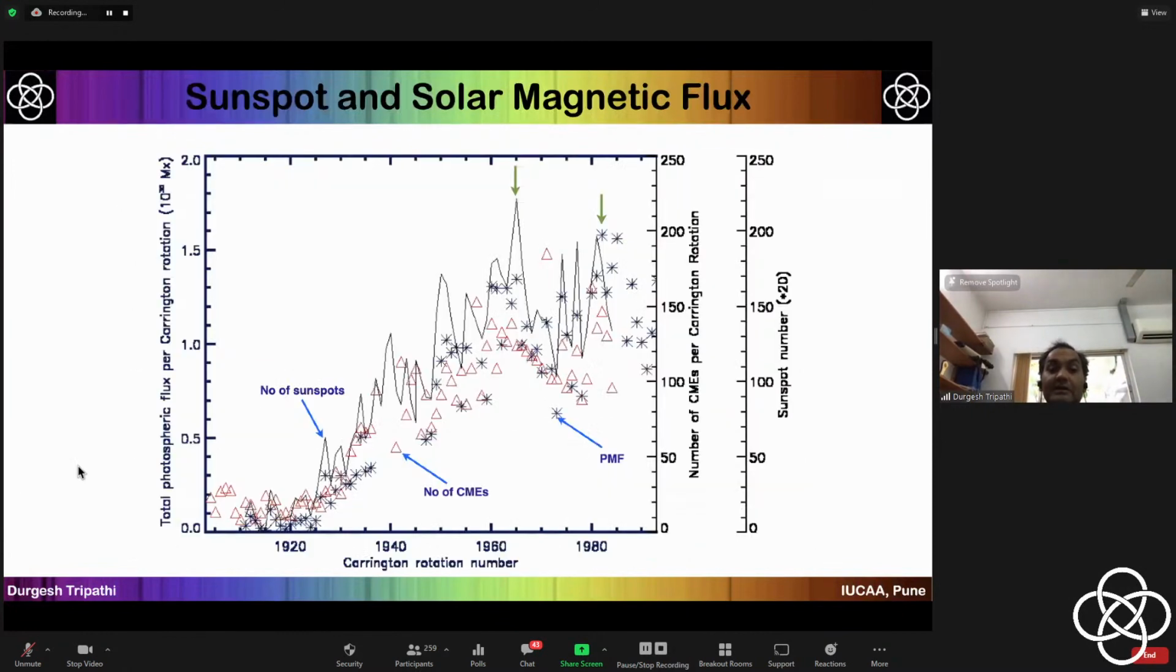Now, depending on the magnetic cycle you have, if you compare how many CMEs and how many flares there are in different years, and how this compares with the magnetic flux you see on the solar surface. So this line here is the number of sunspots. The stars here are the magnetic flux, and the triangles are the number of eruptions you see. And what you find is they are all very nicely correlated: the number of sunspots, the number of CMEs, and the magnetic flux on the surface.